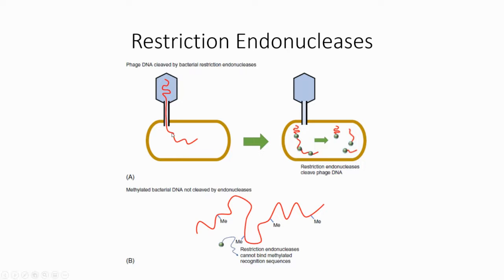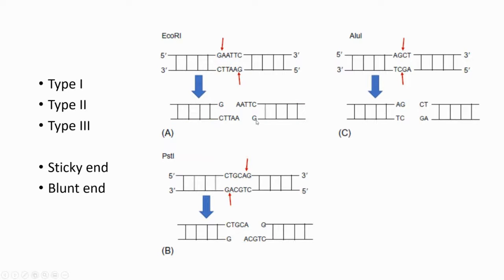And how do they distinguish the difference between the viral DNA and the bacterial DNA? That's because the viral foreign DNA is not methylated, and the bacterial DNA is methylated, so the restriction enzyme will not digest the methylated DNA. Instead, they degrade the viral DNA. So it's a kind of protection defense mechanism, right? The restriction endonuclease was discovered in bacteria. And there are 3 different types of restriction endonuclease.